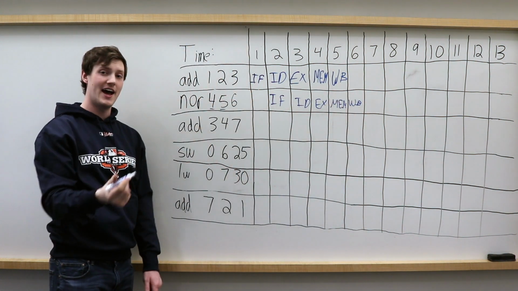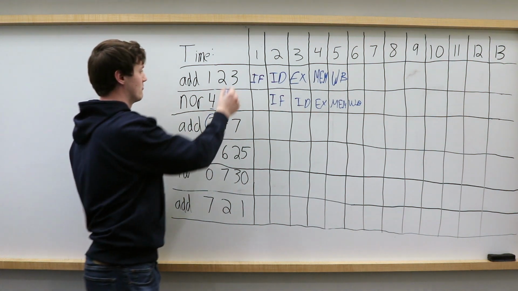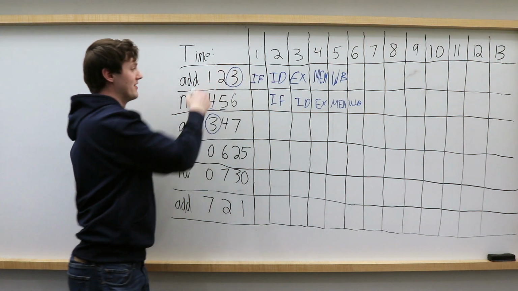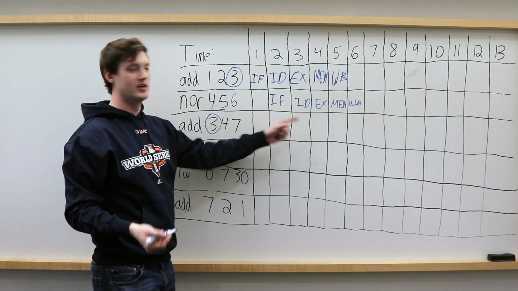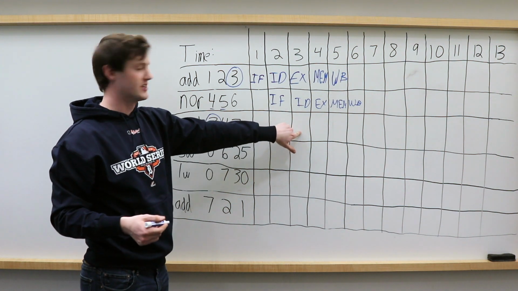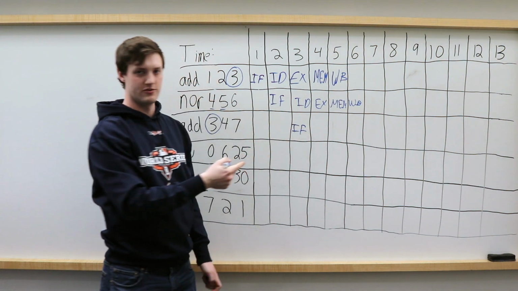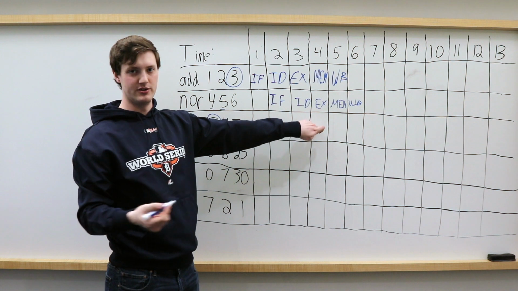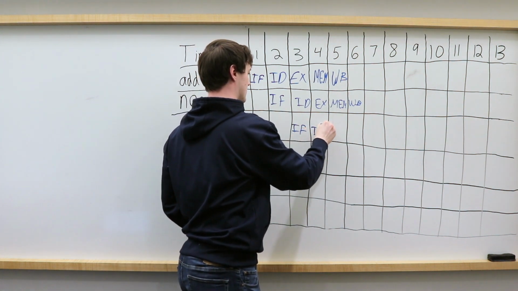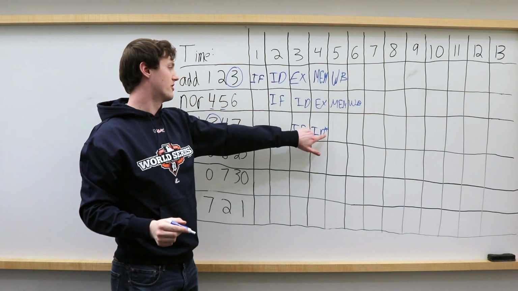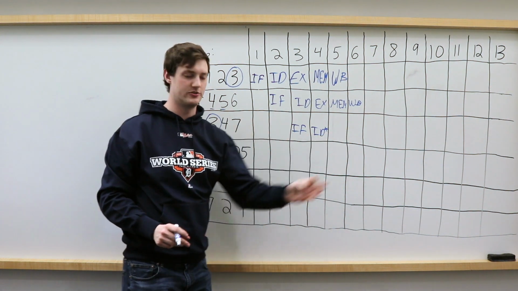But now for this add, we see that add uses register 3, which was just written to by this add over here. So normally what we would do is, in the next cycle, cycle 3, fetch the instruction, and then typically do a decode.